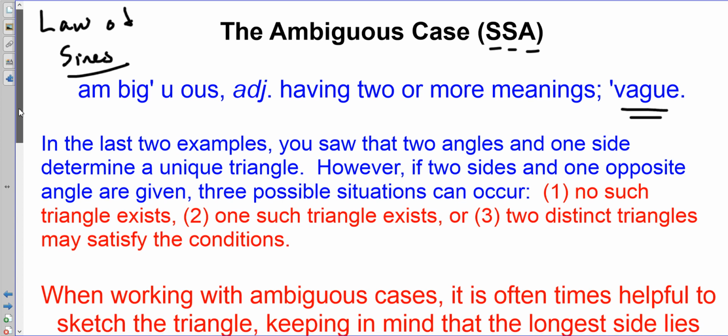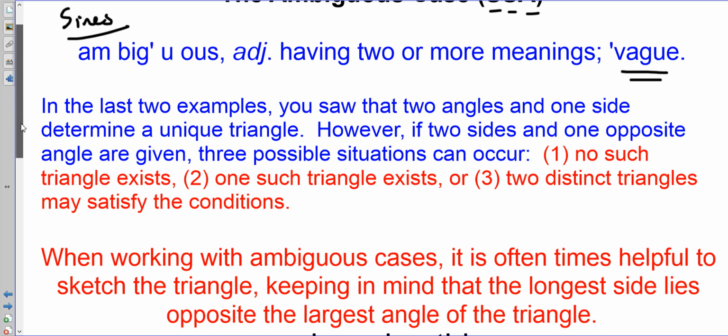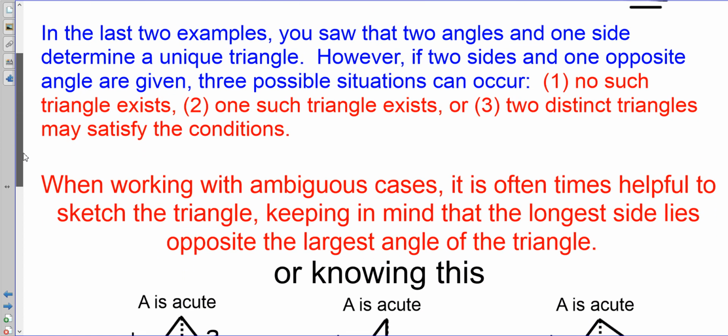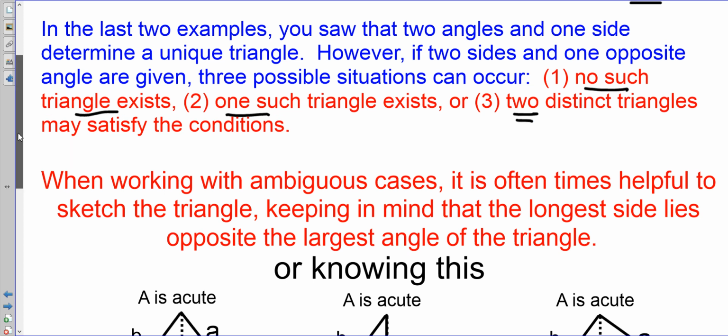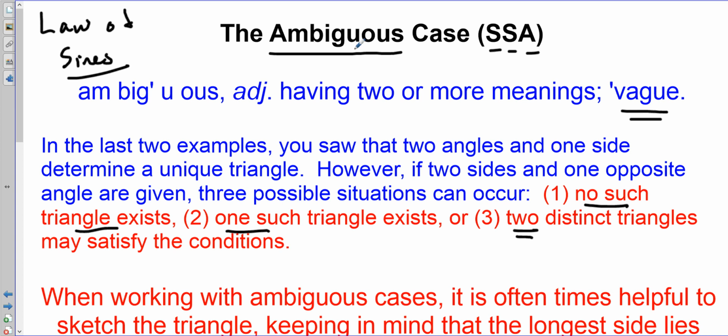You probably want to pause this and maybe write down some of these notes that are coming up in just a little bit. So in the last two examples that we've had in my previous videos, you saw that two angles and one side determine a unique triangle. However, if two sides and one opposite angle are given, there are three possible situations that occur: no such triangle exists, so that means there is no solution, one triangle exists, or two triangles may exist that satisfy that same quantity. That's why this is known as the ambiguous case.